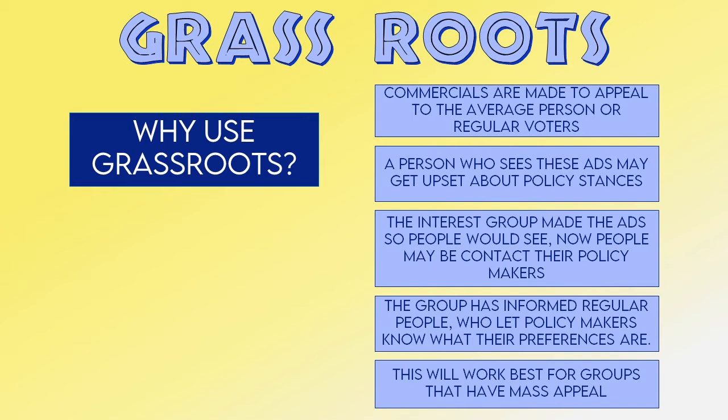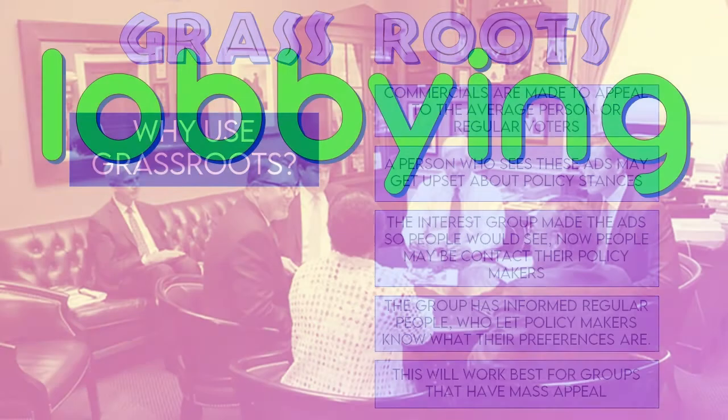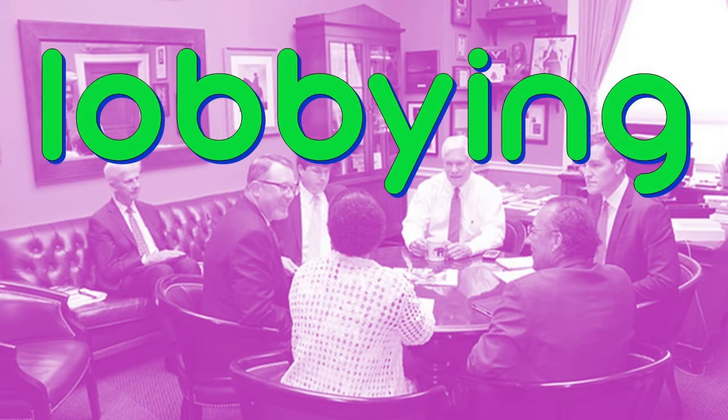So the goal here with grassroots mobilization is that the group has informed regular people of something. They have influenced regular people, and now the regular people are going to let the policymakers know what their policy preferences are. Here we see the inside of a congressman's office. So this is an office near Congress. The congressman there, having a cup of coffee, has a group of people visiting him.